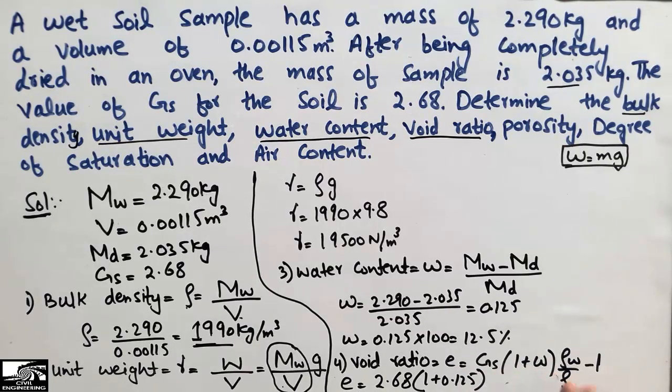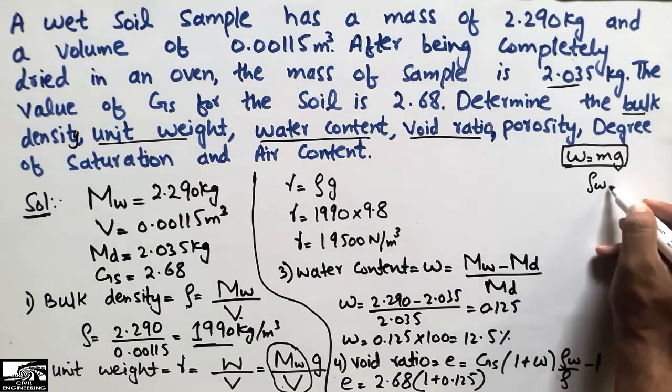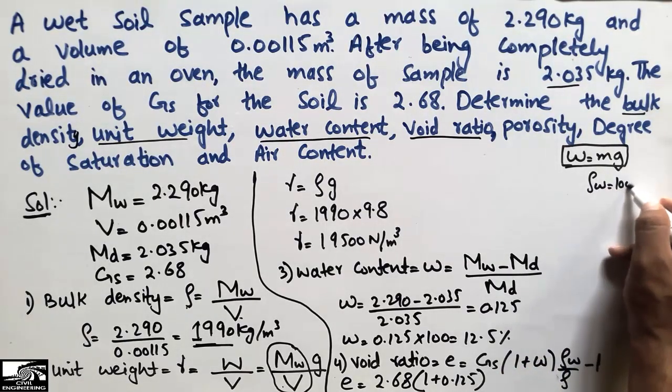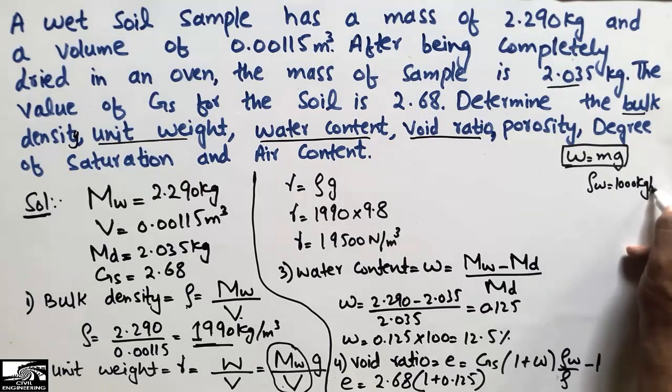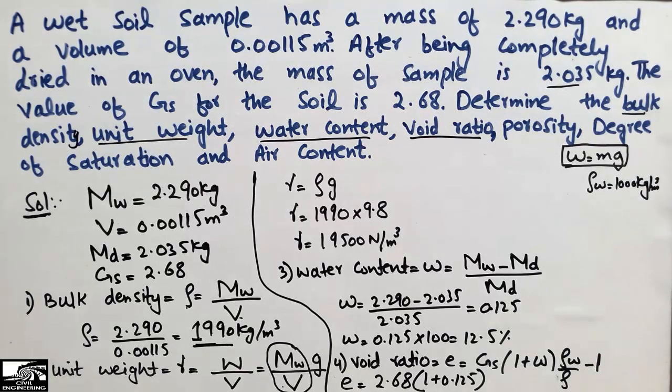And rho w is the density of the water. The density of water is known to us. The density of water is 1000 kilogram per cubic meter, right? So I can write here 1000 divided by the density of the soil sample, which we found here. The density of the soil sample is 1990, and then minus 1, because minus 1 is here. So I will just put the values in this formula, and I will get my void ratio here.